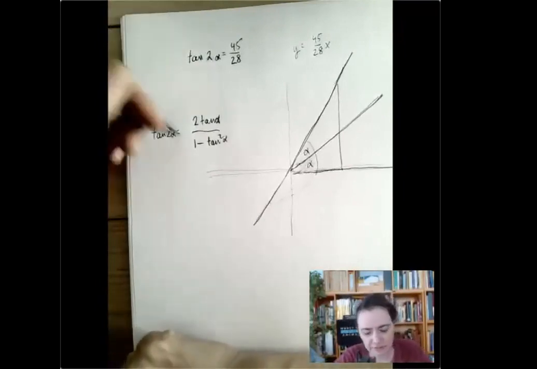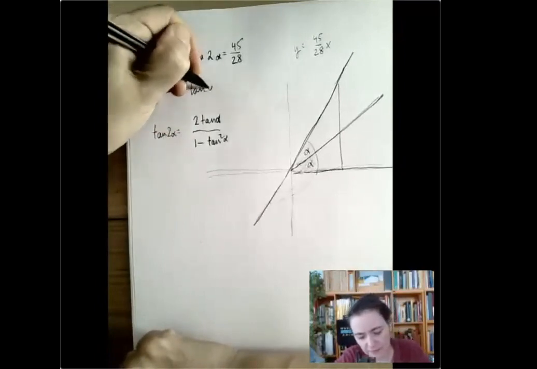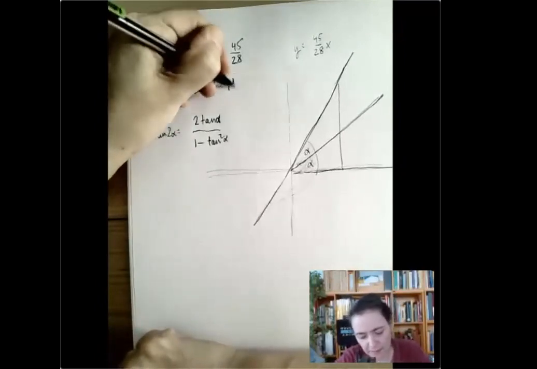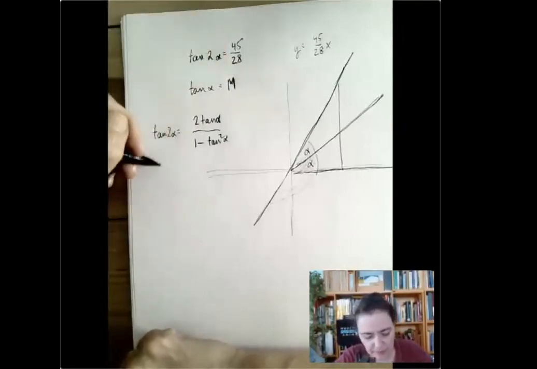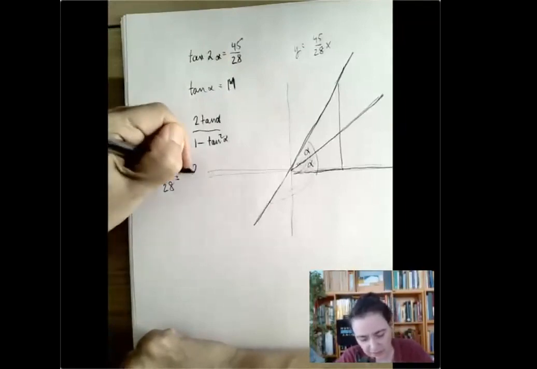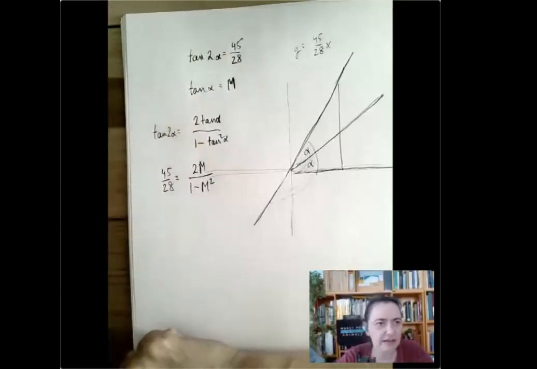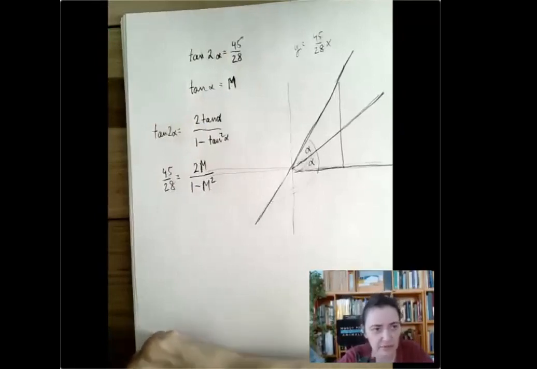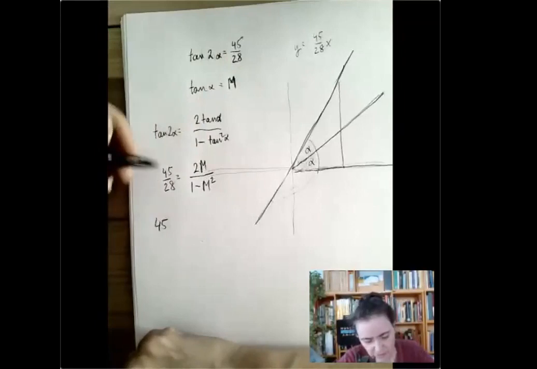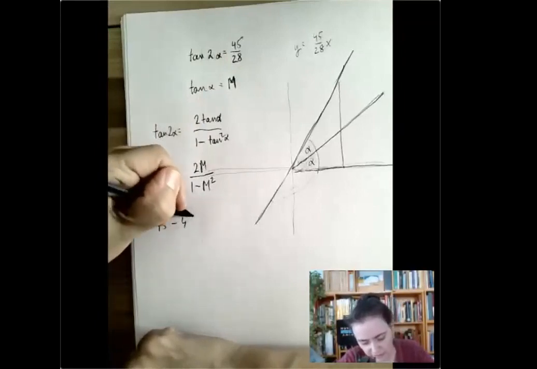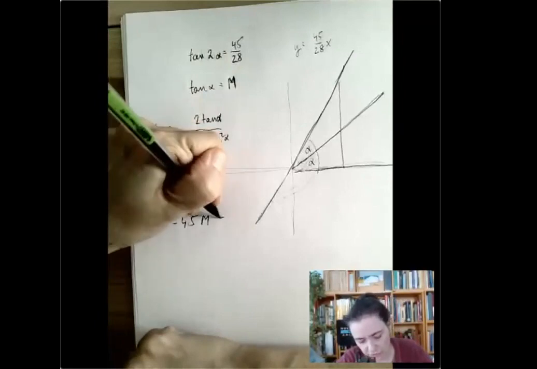And so if we think of this as, because tangent alpha is a lot of writing, let's call it m for our mystery number. And tangent 2 alpha is 45 over 28. We can rewrite this equation as such, and now m is the only unknown, right? 2m divided by 1 minus m squared. That is the only unknown in it, and so we can solve for it. And worst case scenario, it's going to be quadratic, and it is quadratic. So 45 minus 45 m squared equals 56m.